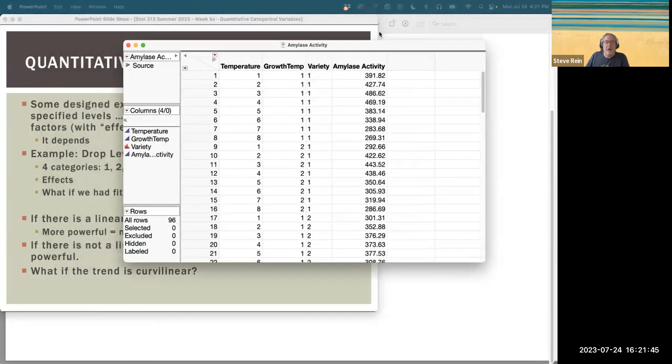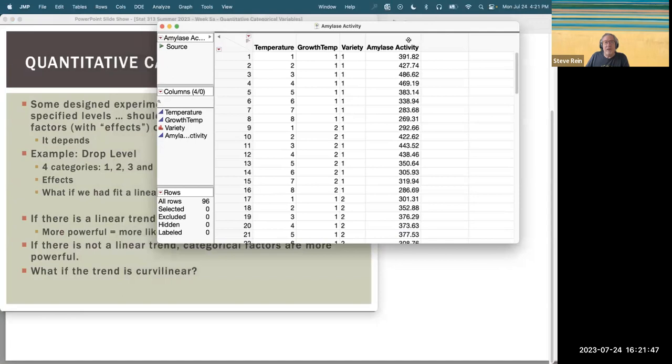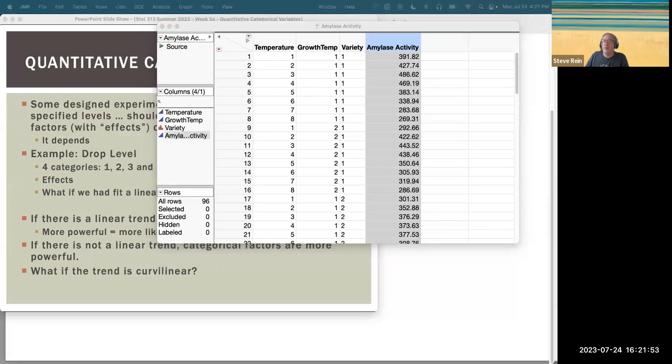Here we've got data on the amylase activity in corn, and let me make sure I'm repeating this correctly for you. Darn it, the wrong website is open. Not that one.